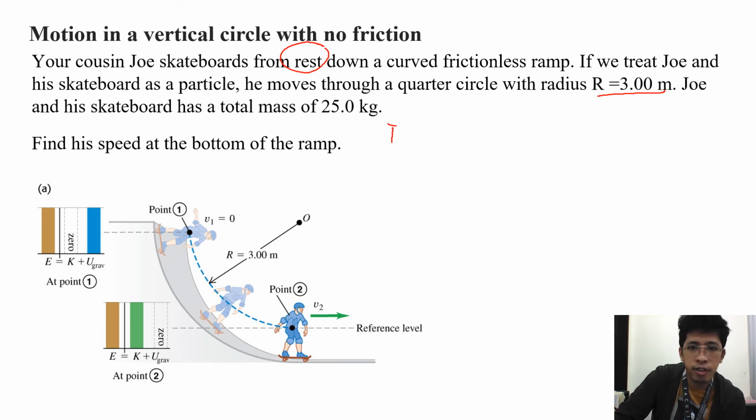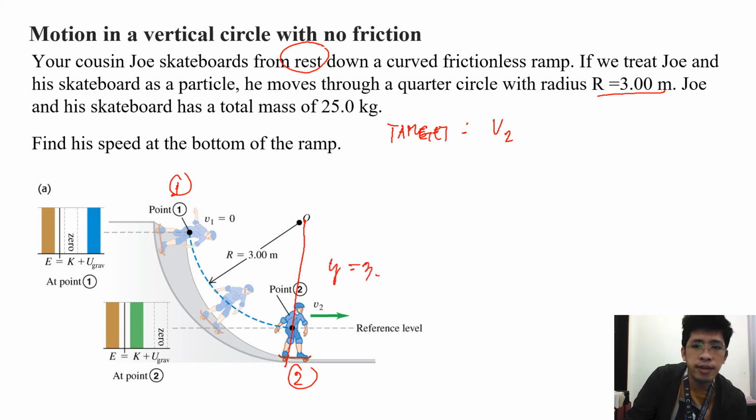So here, our target variable is the speed at the bottom, or let's say the speed at point 2. This is your point 1, and here is your point 2. The radius of the ramp, which is a quarter circle, is equal to 3 meters. So anywhere here you have your 3 meters, which means the height from point 1 to point 2 is also 3 meters. So let's solve the problem.